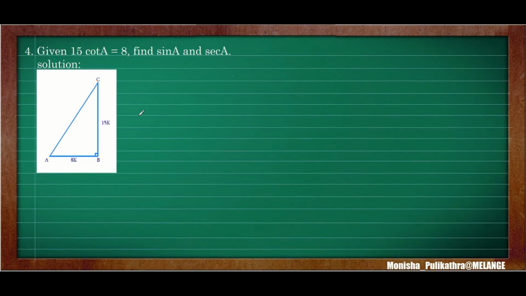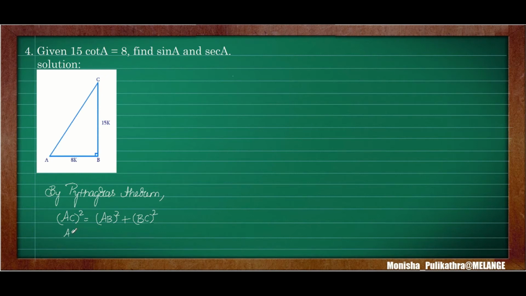Moving to the fourth question. The fourth question is 15 cot A is equal to 8. We need to find sin A and secant A separately. Again a right angle triangle where one side is missing, so we can apply the Pythagoras theorem. Here AC is the hypotenuse since it is opposite the 90 degree angle. So AC square is equal to AB square plus BC square.